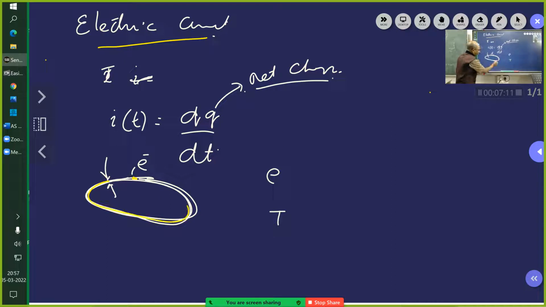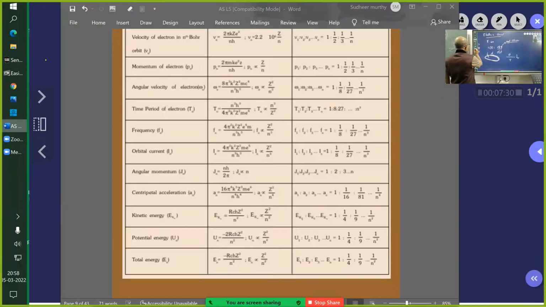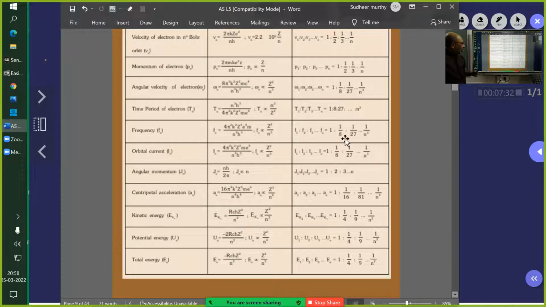The electron will go from here to here to here. That is one time period. I suppose you got it. Say yes or no. Everybody there. Don't keep quiet. So now according to this, e by t, charge by the time in which it is flowing, gives you the current, the electron current flowing. And that is precisely what you see: the orbital current.